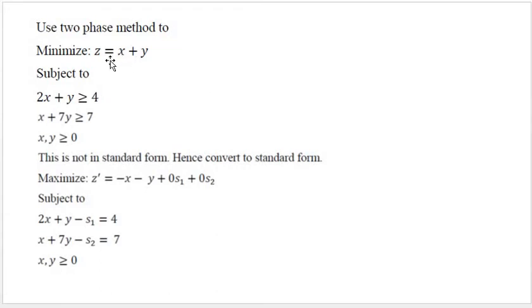So consider this example: minimize z equal to x plus y subject to 2x plus y greater than or equal to 4, x plus 7y greater than or equal to 7, x, y greater than or equal to 0. So this is not in standard form, so convert this into standard form. Maximize z dash equal to minus x minus y plus 0 s1 plus 0 s2 subject to constraints 2x plus y minus s1 equal to 4, x plus 7y minus s2 equal to 7, x, y greater than or equal to 0.